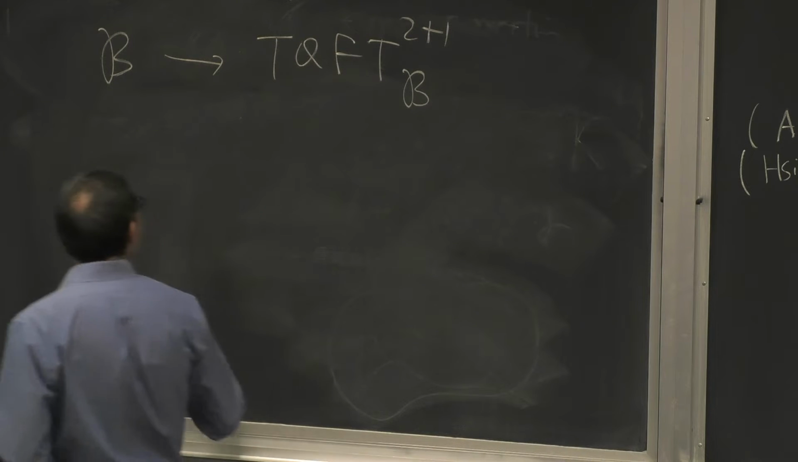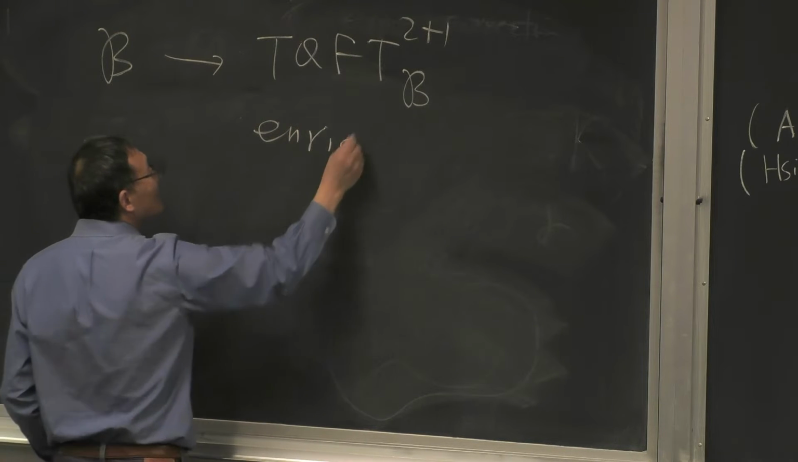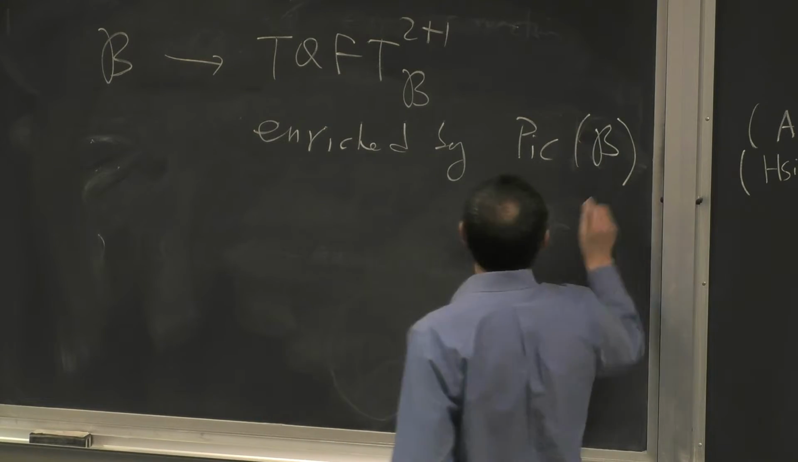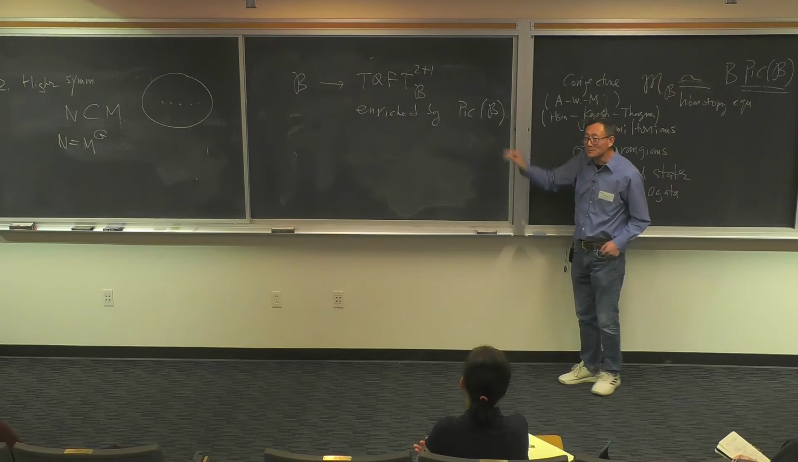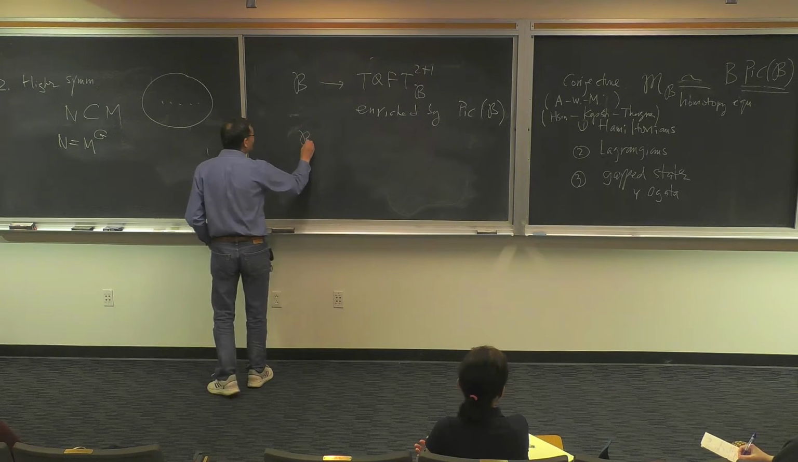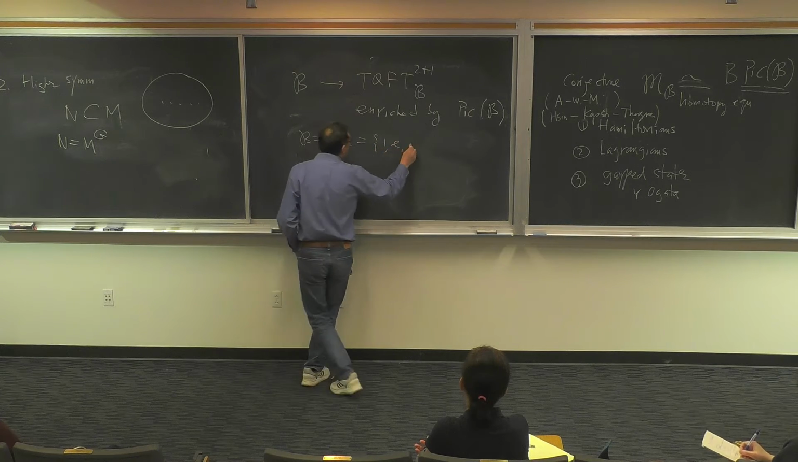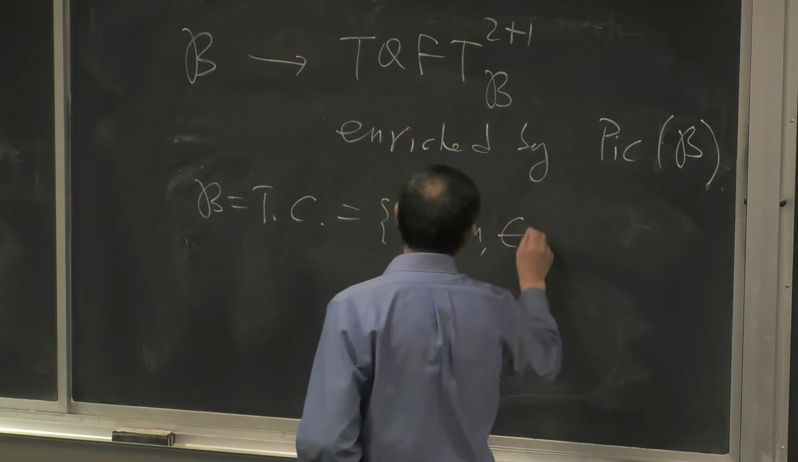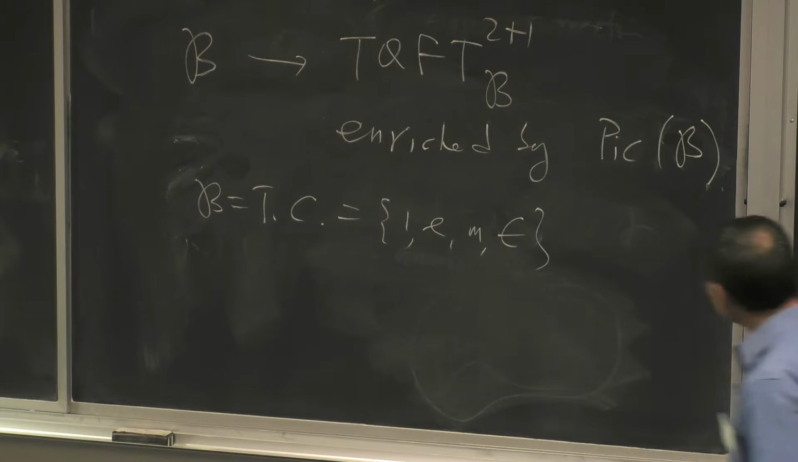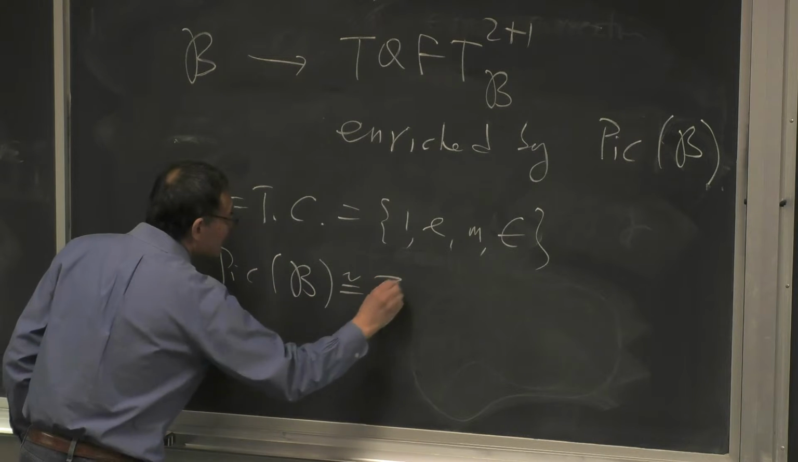So the symmetry is, this is always enriched by Picard, and this is a finite group. As I said, I will only do one example, so let's do toric code. I forgot whether I use epsilon or psi. I use them randomly. So the Picard group of toric code is Z2.